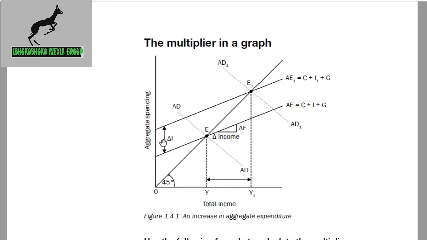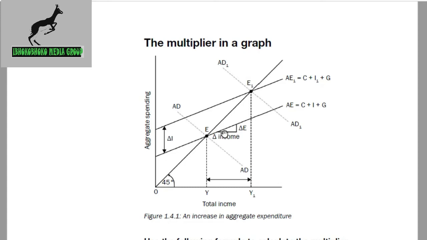And this line here, the aggregate expenditure curve, is the original curve. So to quickly highlight, this is where we find our economy. It's the original income. That is the original equilibrium level, and that is the original aggregate expenditure curve.